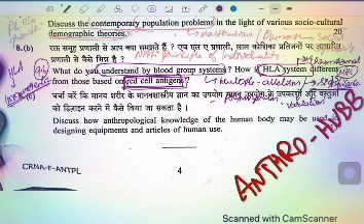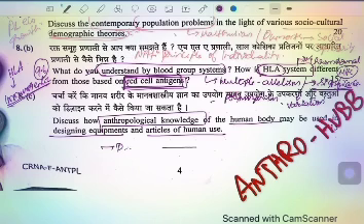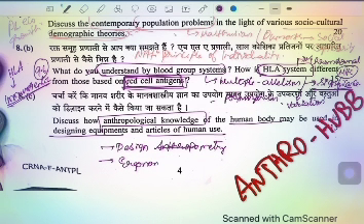And moving to the last question of paper 1: discuss how the anthropological knowledge of the human body may be used in designing equipment and articles of human use. When you look at this question, it is emphasizing the application of design anthropometry. And when you talk about this application of design anthropometry, we can even talk about ergonomics. The ergonomics concept can also be discussed here.